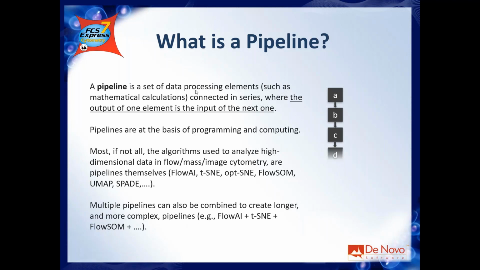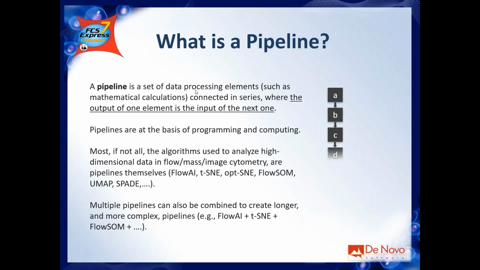So a pipeline is a set of data processing steps, or elements, or blocks. And they're usually mathematical calculations. The main point is that, first, they are connected in series. As you can see here, we have step A, step B, step C, step D. From A you go to B, from B you go to C, and so on.